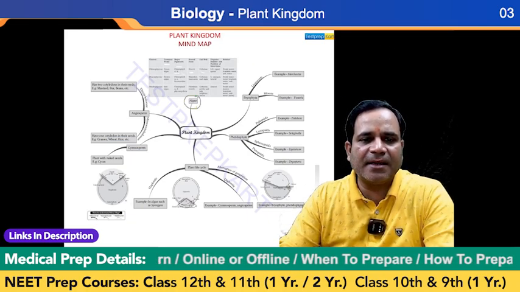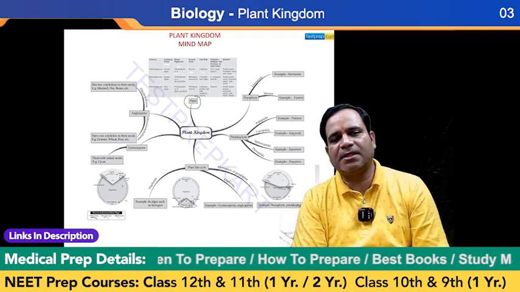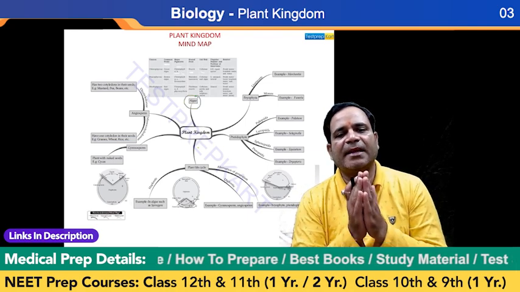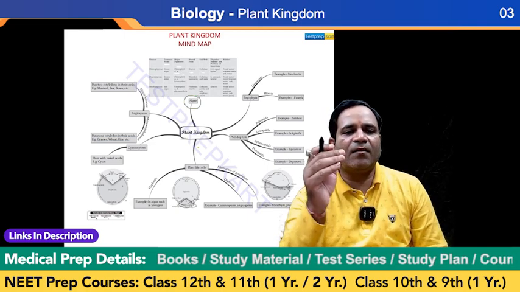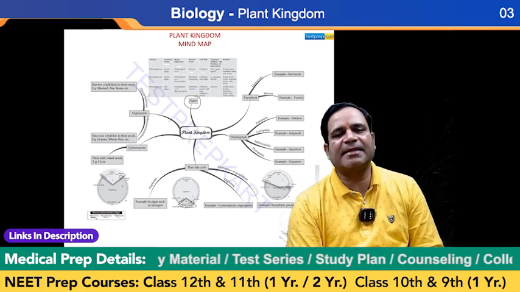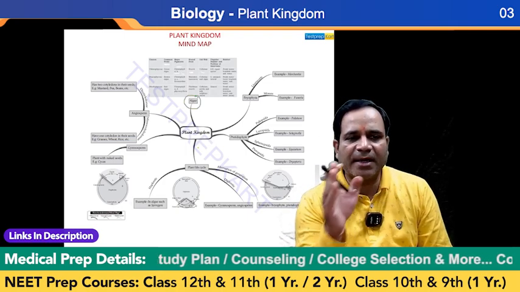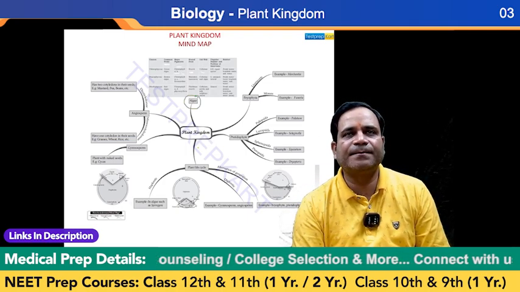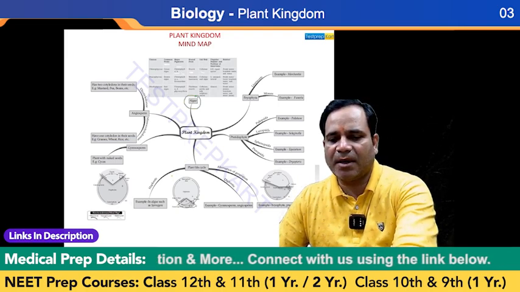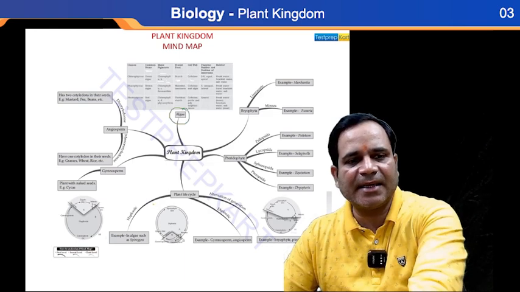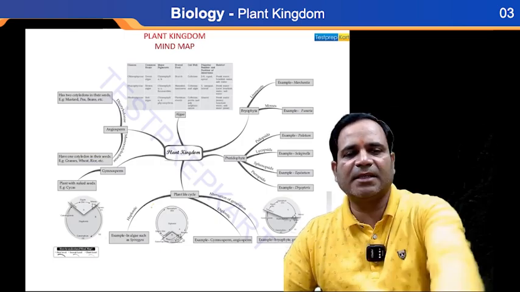Now I'm going to tell you about the life cycle of the plant. Basically there are three types of plant life cycle. One is the haplontic life cycle, second is the diplontic life cycle, and third is the haplodiplontic life cycle. Clear? So these are the haplontic, diplontic and haplodiplontic life cycles.